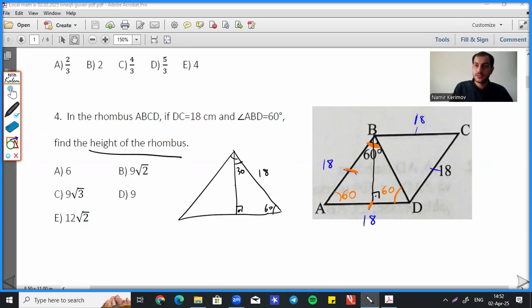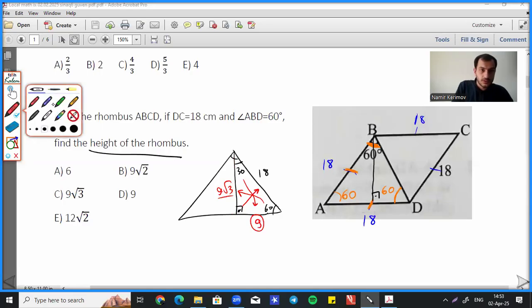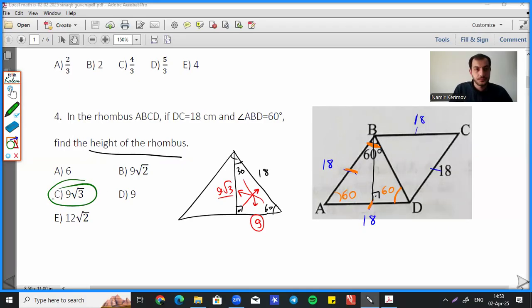So from the triangle, there are two special forms. One of them is 30, 60, and 90 degrees. If the opposite side to the 90 degrees is 18, we learned that the opposite side to the 30 degrees should be half. It's 9. And the opposite side to the 60 should be 9 times root 3. Or we can use the Pythagorean formula. That's it. Now we got the length of the height. So we said it's 9 root 3.